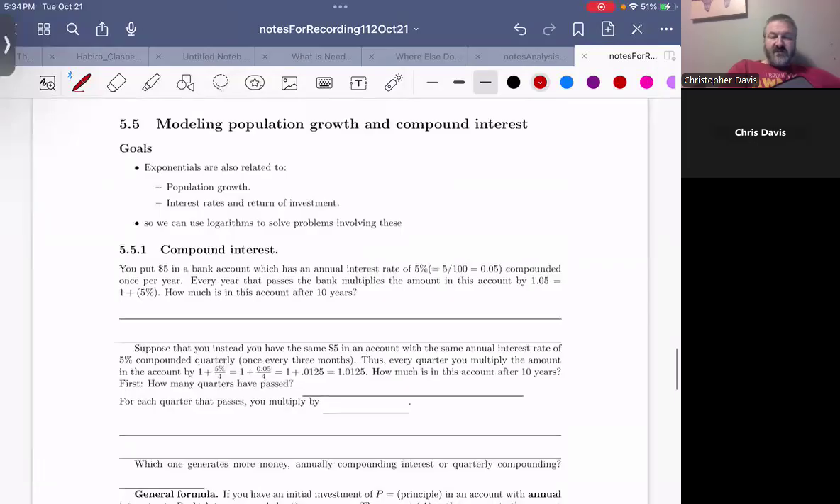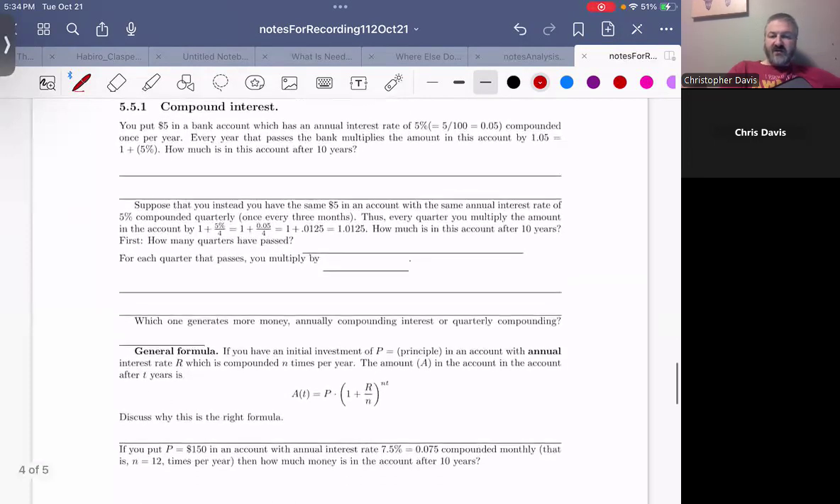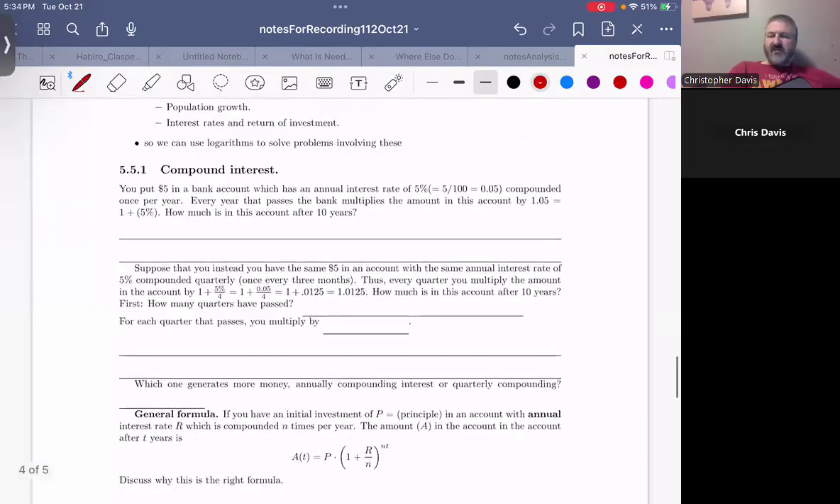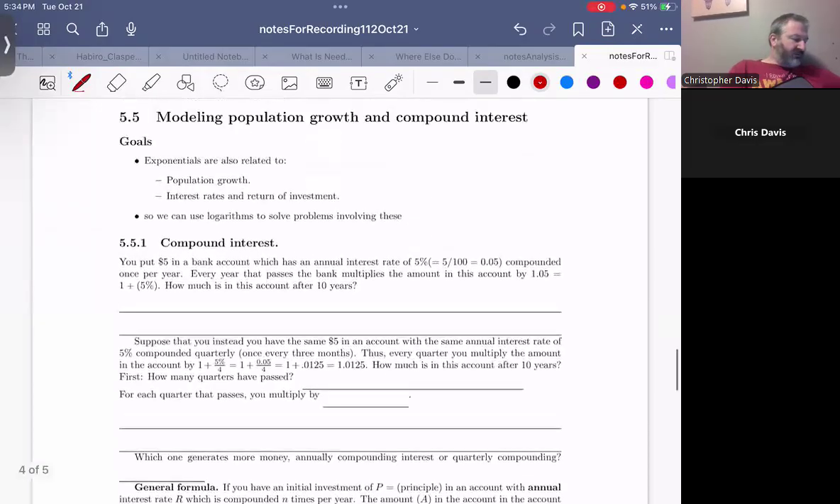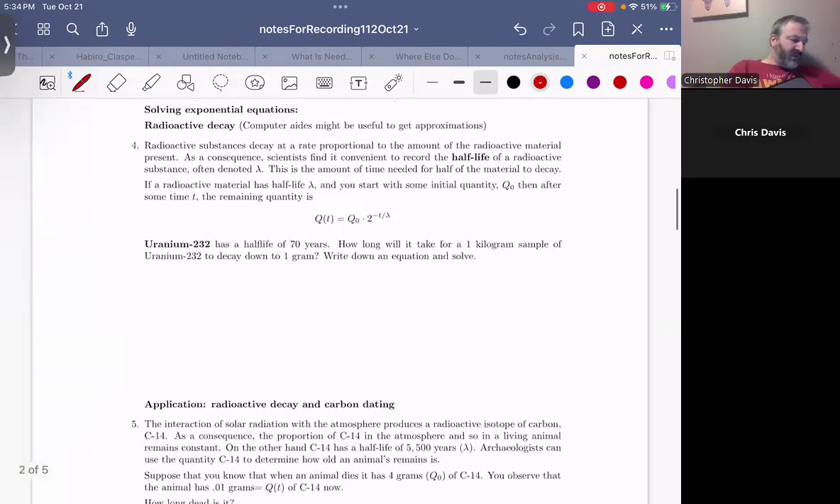And then the last thing we'll do is a few more applications of exponential growth, in particular to populations and to compound interest. And I think we'll settle for getting through compound interest in this probably pair of recordings that I'll post. So with that out of the way, let's get started.